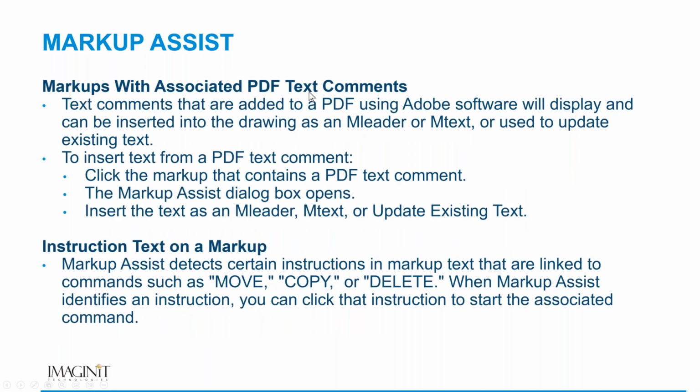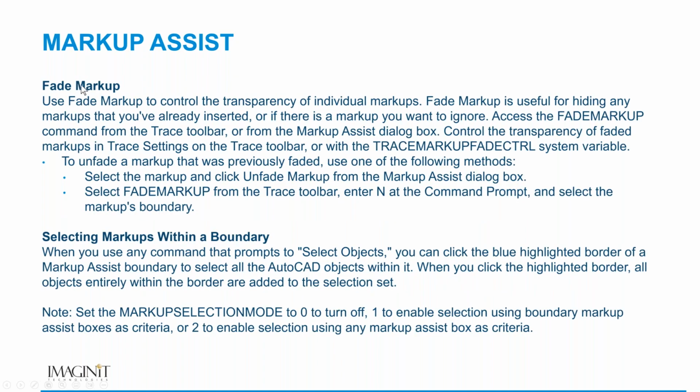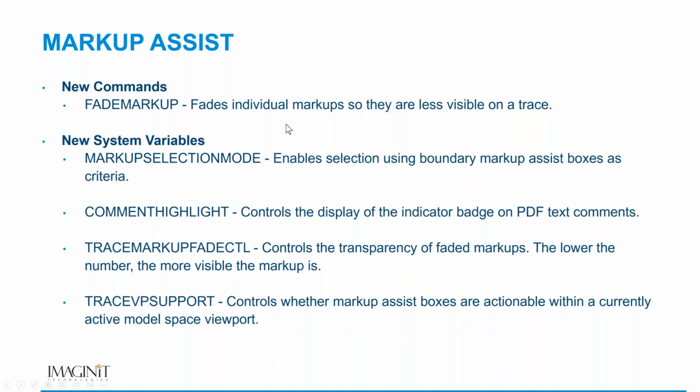Markups associated with PDF comments. So if you had a PDF with comments, you can now have it read those PDF comments from the Markup Assist. Yep, strike-throughs for as-builts. That's the only time I think this would be awesome, is strike-throughs for as-builts. And instruction text on markup. So it will actually pick up certain things in your markup, such as move, copy, delete, or erase, and then give you information. You can also fade your markup, selecting markups within a boundary, when you use any command to select prompts, things like that. So you've got your fade markup, which fades individual markups so they're less visible on a trace.